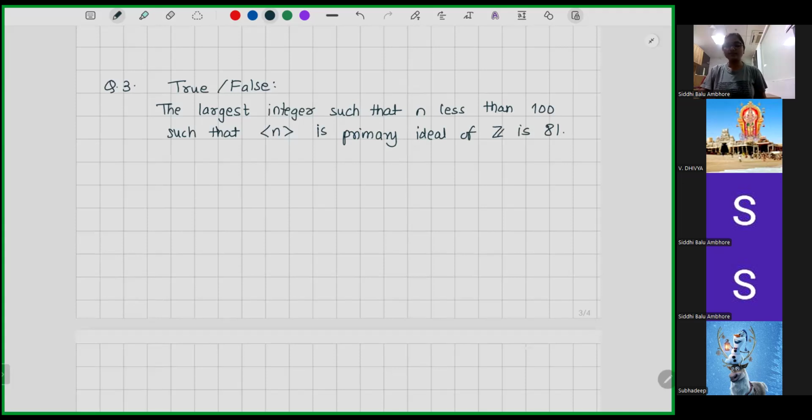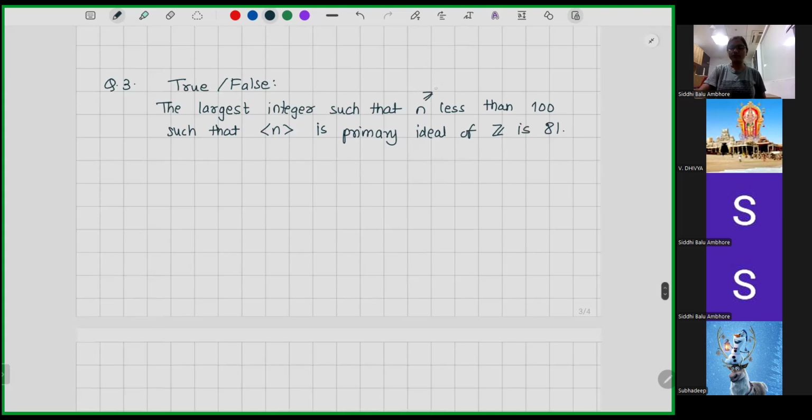So what they are saying is that we have a ring of integers, and now we are looking at all the ideals generated by integers less than 100. Of course, when I'm writing this, I assume this n to be positive or non-negative, doesn't matter. They want to say that this n is a primary ideal and n is the largest below 100. And they are saying that 81 is the largest n such that n is generating a primary ideal in Z.